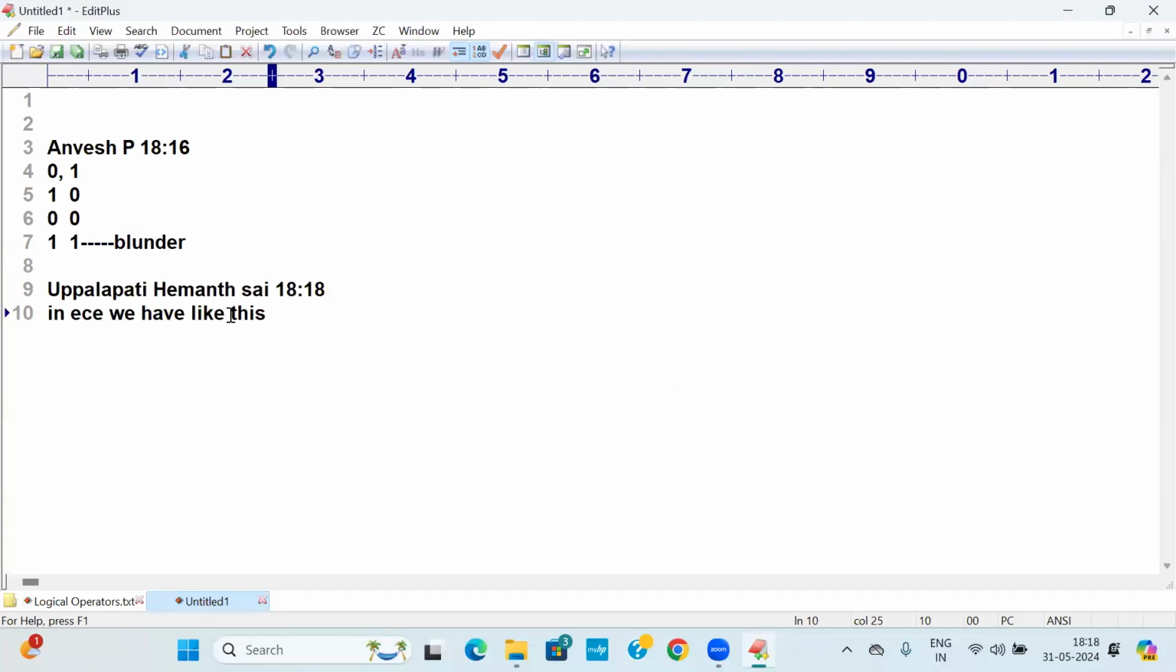Here somebody says, sir, in ECE we have it like this. This is what I don't like. Somebody said this answer and is rubbing it on my head. This is also called the most blunder. Why am I saying this? Because here I am showing you everything practically.